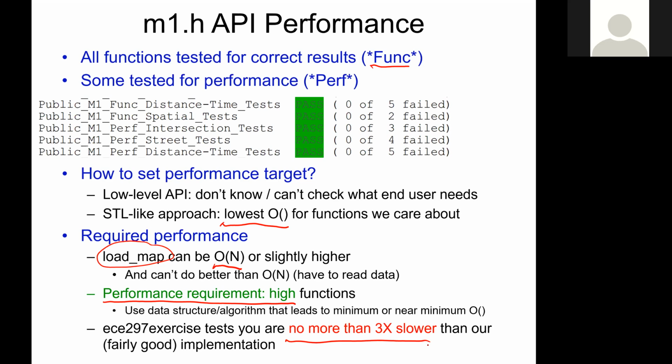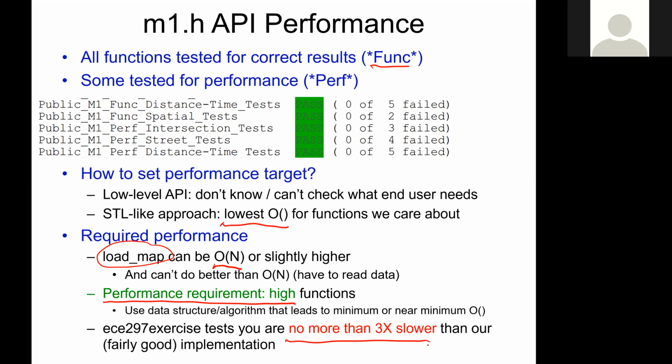So I see some other questions here. Are these public? Yes. So ECE 297 are the public tests. We also, as I said, run some private tests. Those private tests are no harder. The performance requirements are set exactly the same way. So if you pass the performance requirements on ECE 297 exercise, you will pass them on the private tests as well.